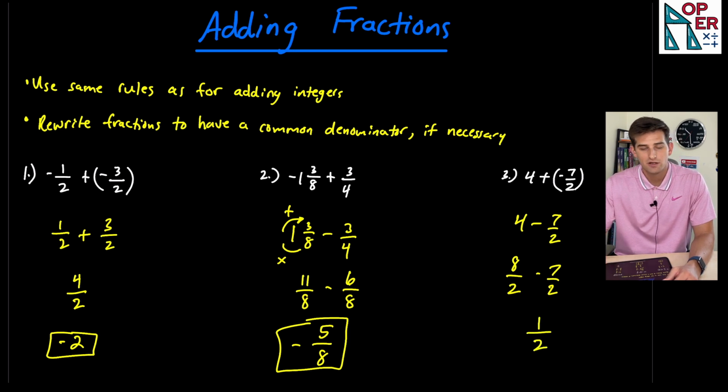And then we go back to our original problem. Which one of those absolute values were larger? Well, that would be our positive number. So our answer will remain positive, okay? And that's how you can add fractions.